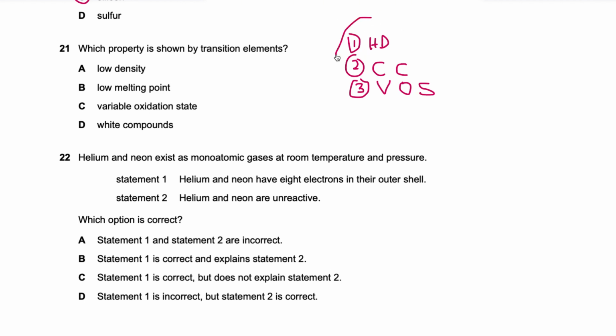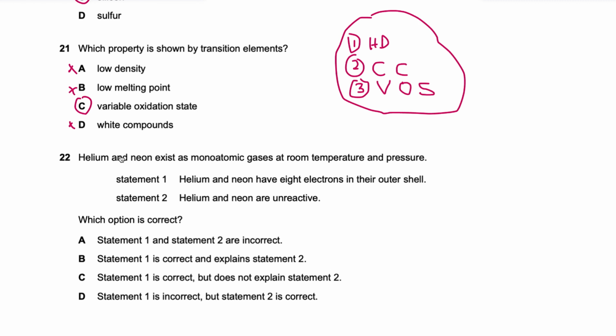Every exam paper, either you find the question in multiple choice or you find it in paper 4. So you must know. Low density, no, they don't have low density. Low melting point, no. Being metals, they have high melting point. Variable oxidation state, yes. So transition elements have variable oxidation. White compound, they form color compounds, not white compounds. Okay, so C is the most correct answer.